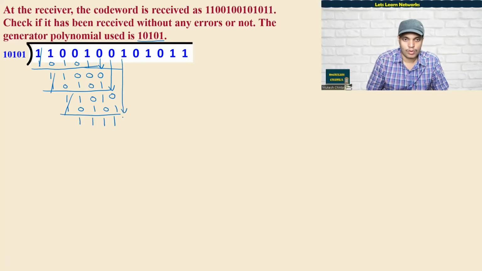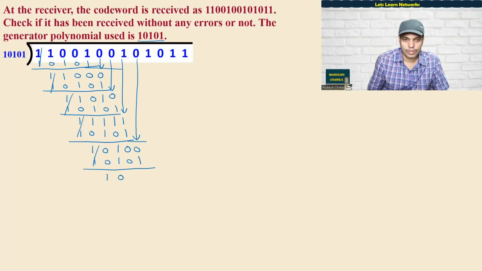Bring this 1 down. Because it's a 1 here, 1 0 1 0 1. What happens? Remove the first element. 1 0 1 0. Bring this 0 down here. What happens? Once again it's 1 0 1 0 1. Remove the first element. 1 0 0 0 1. Bring this 1 down. So 1 0 0 0 0 0, because it's a 0 here. Remove the first element. 0 0 1 1.